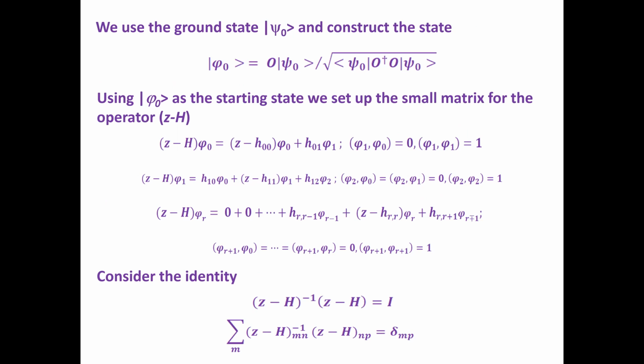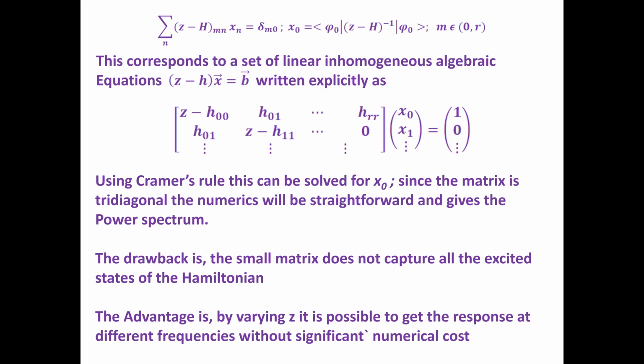This matrix element, which corresponds to p equal to 0, I call xn. So xn is equal to phi naught (z minus H) inverse phi naught, where x naught is this quantity. Do you follow that?